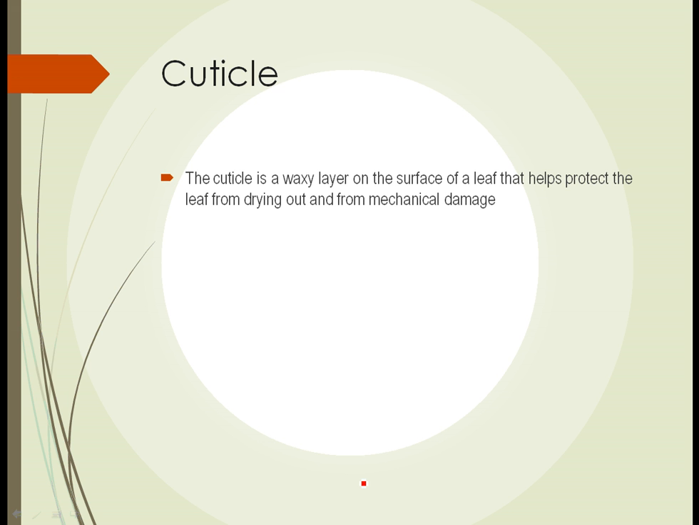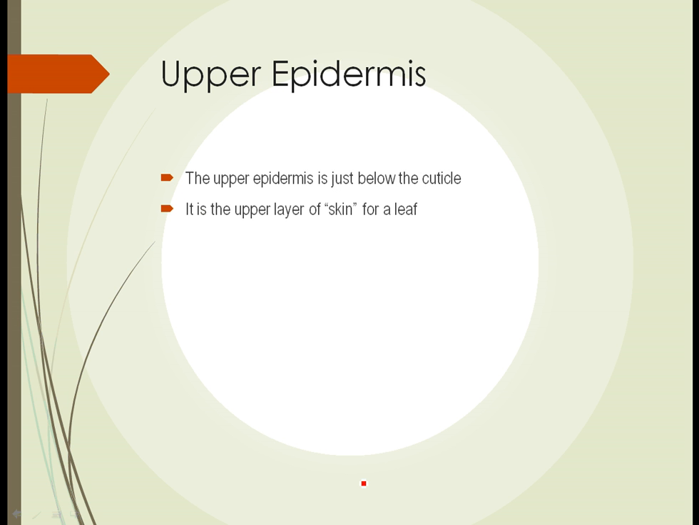The cuticle is a waxy layer over the surface of the leaf that helps protect the leaf from drying out and somewhat from mechanical damage like insects or animals chewing on it or leaves banging together in a windstorm. The upper epidermis, or outer skin layer of the leaf, exists just below the cuticle. It is the upper skin for a leaf.